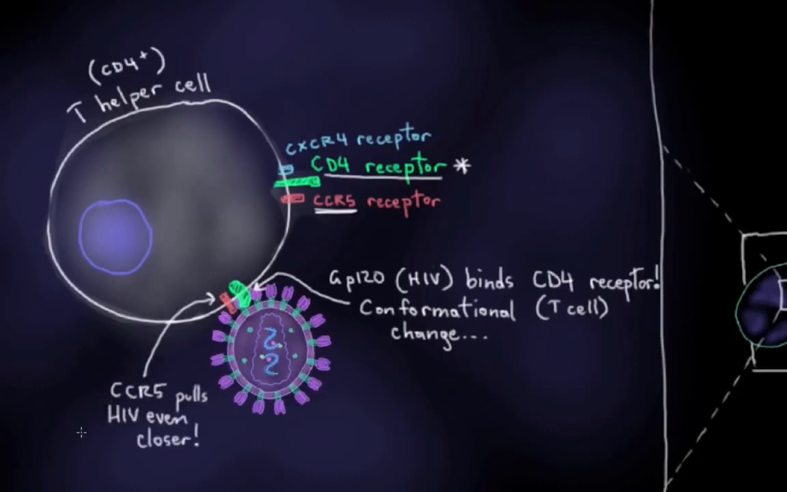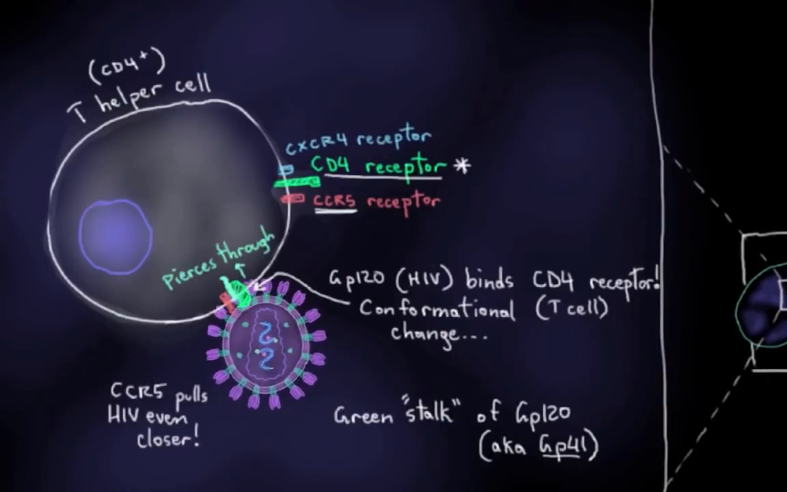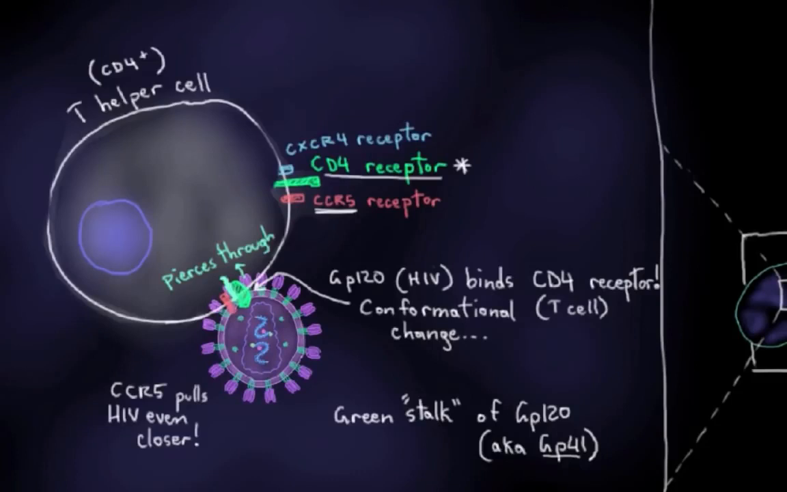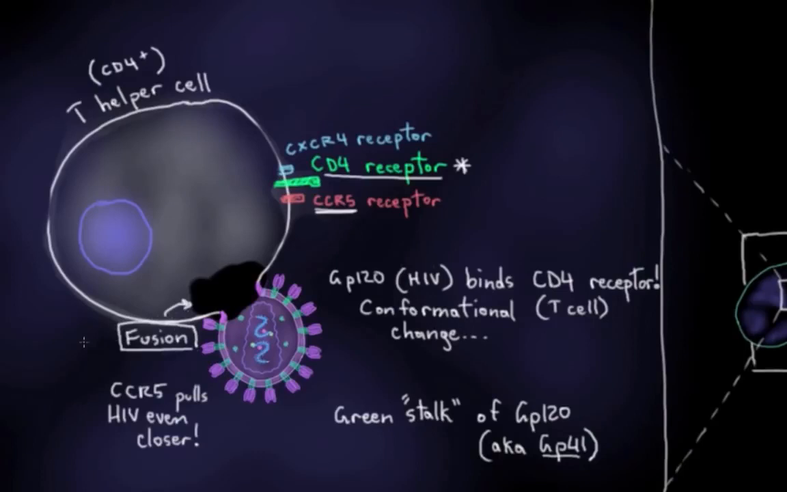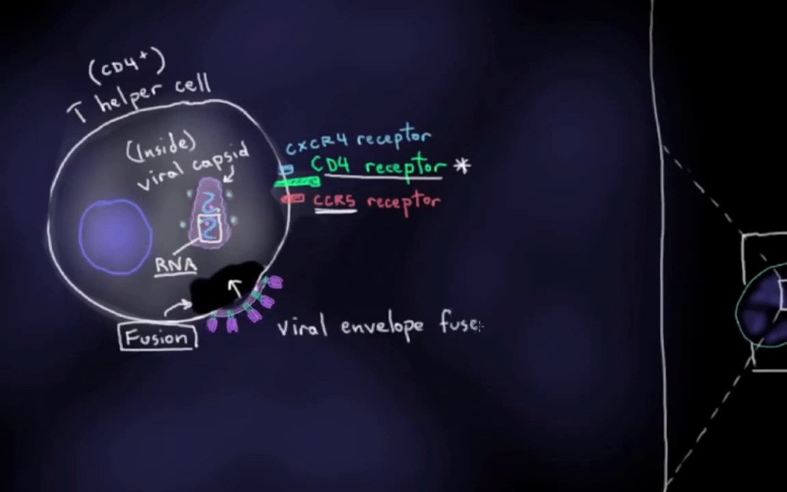And when they get close enough, this little stalk here, the stalk of the GP120 protein, it sort of pierces through our T cell membrane, and it pulls the viral and the T cell membranes even closer together. And what ultimately happens is that the two membranes will fuse together, which allows the HIV particle to essentially inject. Now that it has access to the inside of our T cell here, it injects its genetic material into our T cell, inside this viral capsid here. And that's in the form of viral RNA, ribonucleic acid. And this envelope is just sort of left at the surface of our T cell here.